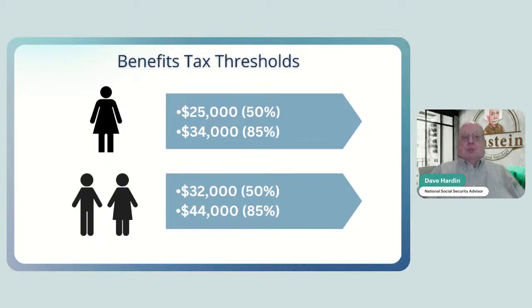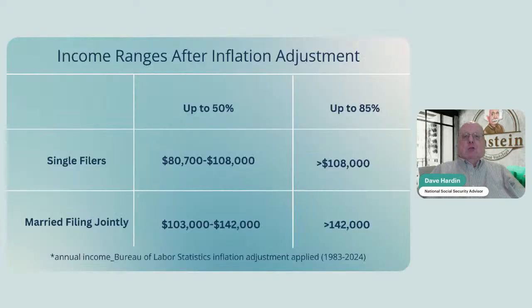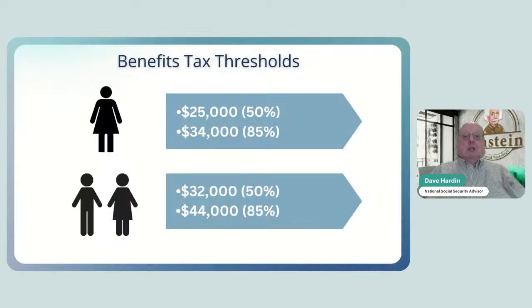Here's the problem. That's just not the case anymore. If they had prorated it, I wouldn't be talking about it. Here's what it would look like. That $44,000 today, if it were prorated at exactly the same rate that Social Security has been prorated, would be $142,000. But they didn't. And we have to deal with this.